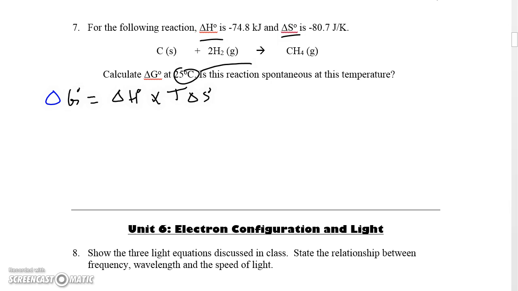Let's change that temperature to Kelvin. So we're going to add 273, not 2.73. So that's going to give us 298 Kelvin.